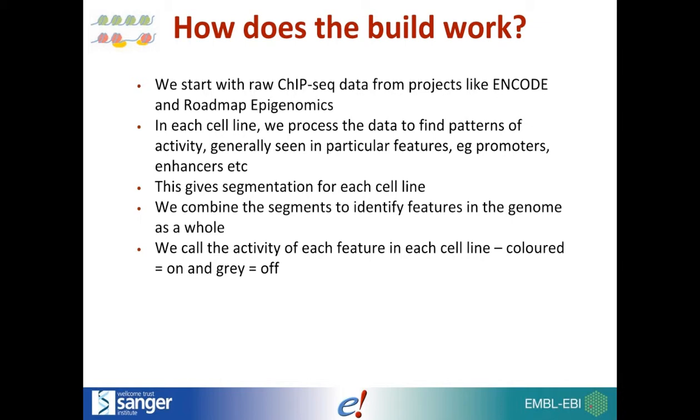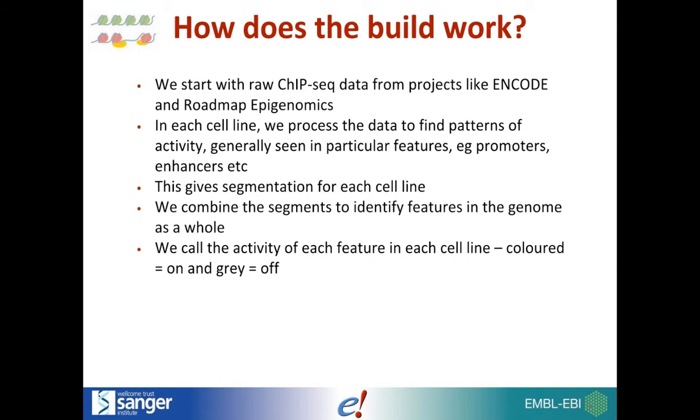So for each cell line, we process the data to find patterns of activity, generally seen in particular features. The kind of data we're looking at are things like transcription factor binding, like histone modification. So we'll look to see whether there's a cluster of histone modifications that we always see together, and when we see them in promoters, then we can say in other places where we see these, we also think that they're promoters. So this gives what we call segmentation for each cell line.